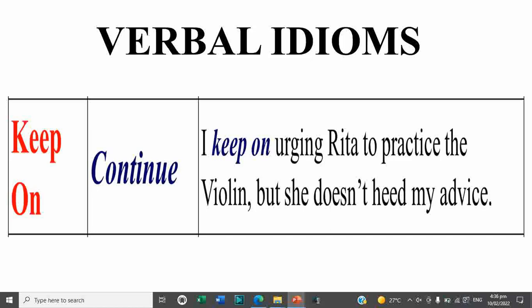Next, keep on. It means continue. For example, I keep on urging Rita to practice the violin, but she doesn't heed my advice.